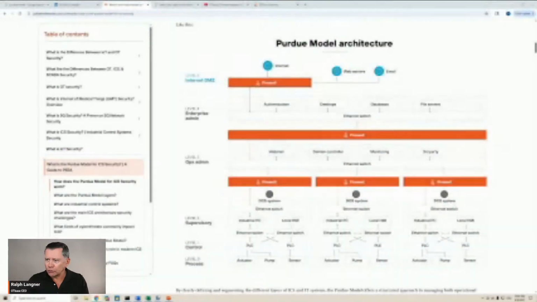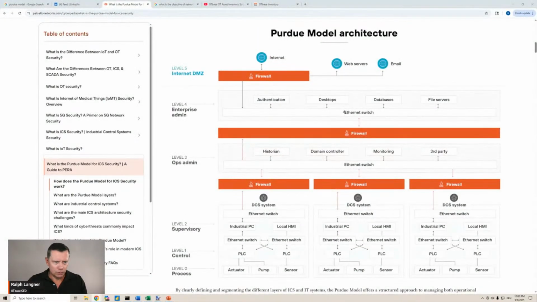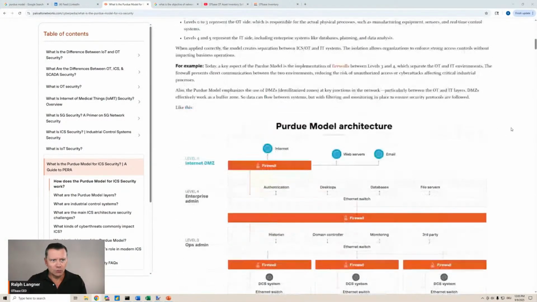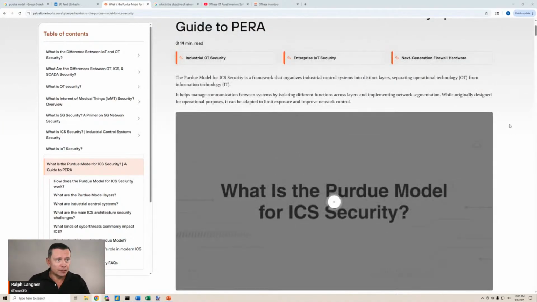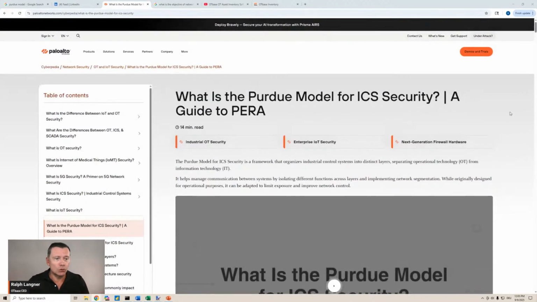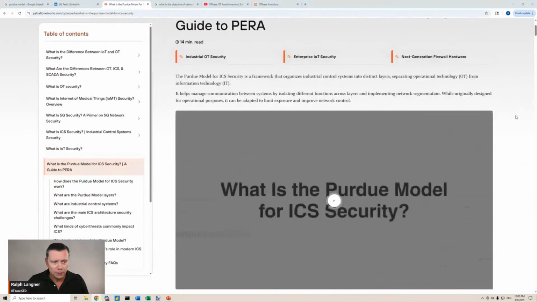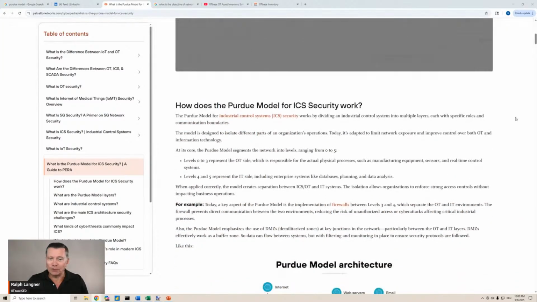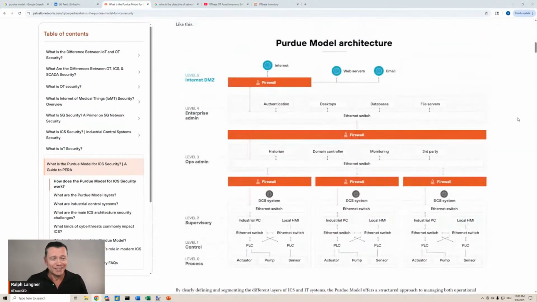So let's focus. We are just going to use this model from Palo Alto. Unfortunately, they right away put it in the context of ICS security, which is not where it comes from, my friends. No, so let's get that out of the way.